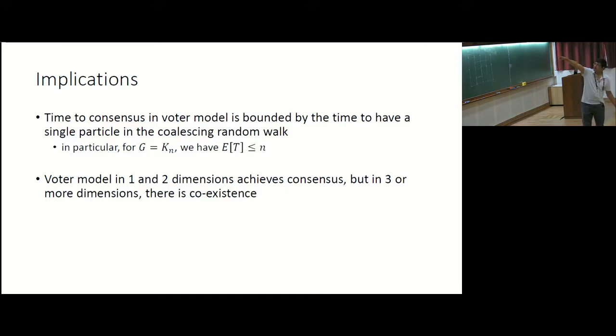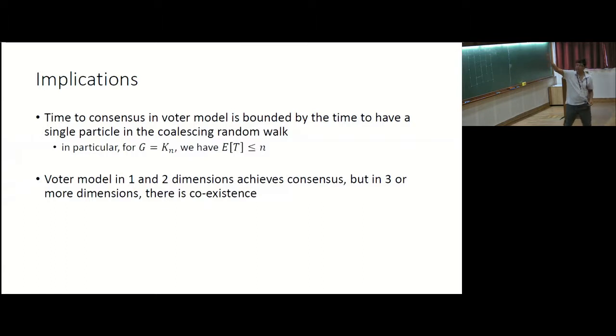T is the consensus time, and it's less than or equal to, and the coalescence time is equal to. For the continuous time model. For the discrete time model too, it's the exact same scaling. I don't know if it's also exactly n, but it's order n. It's the same.